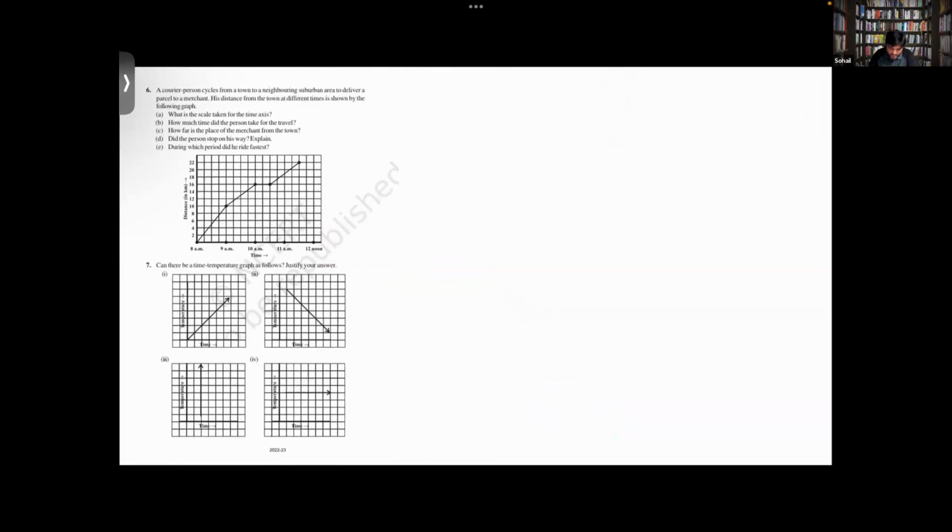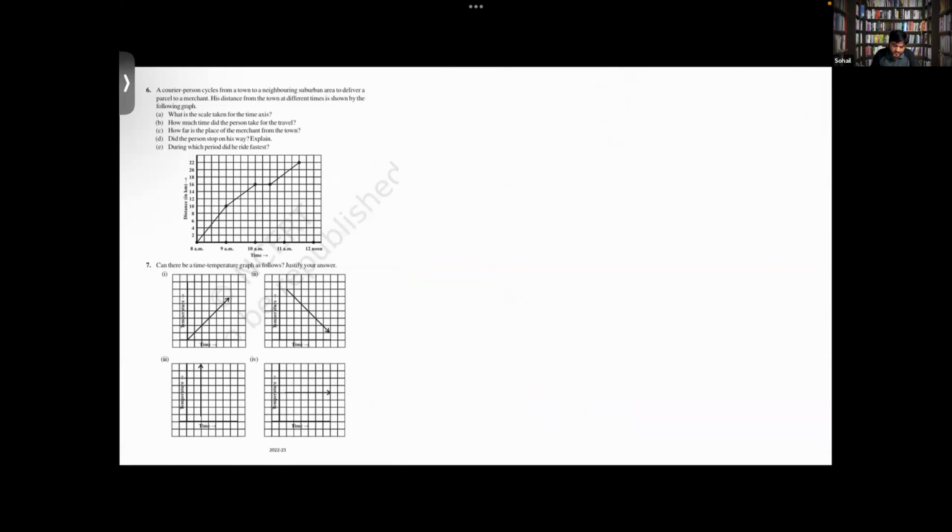Can there be a time-temperature graph as follows? Justify your answer. I think we did a similar question earlier. Sir, it will be C. No, sir, it will be A. Let's understand every graph given here in the figure.